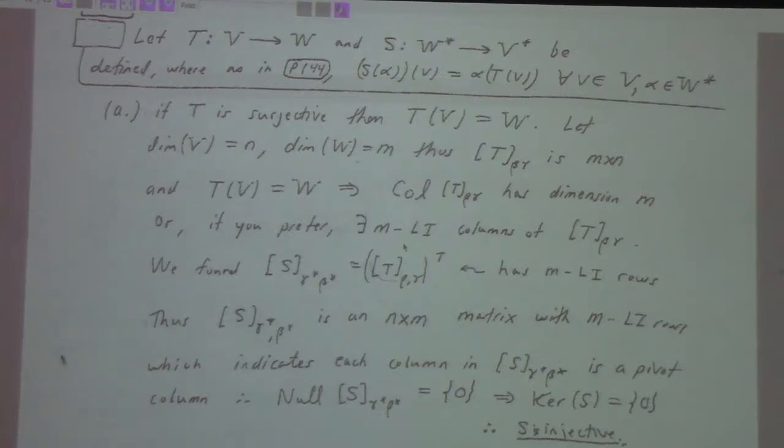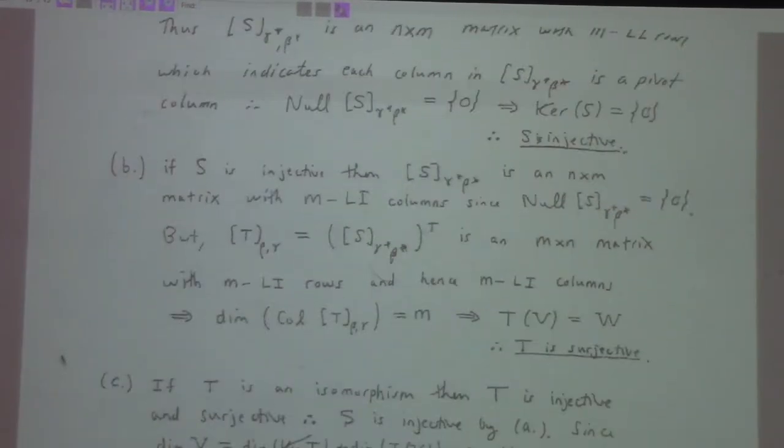All right. And the argument's pretty similar for part B. You can use the fact that if T is injective, is one-to-one, that tells you something about the number of linearly independent columns.